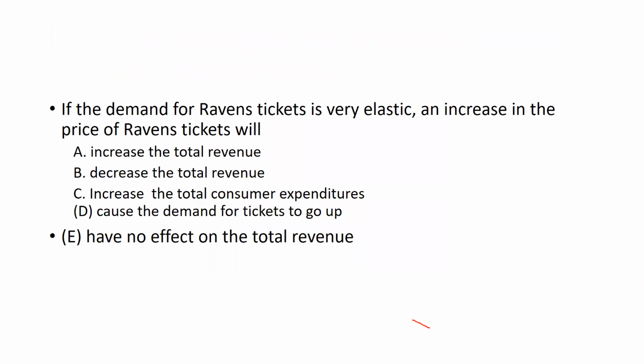If the demand for Raven tickets is very elastic, okay, so if it's elastic, if price goes up, total revenue is going to go down. They go in opposite directions. So it would be B as in broccoli, a decrease in the total revenue.